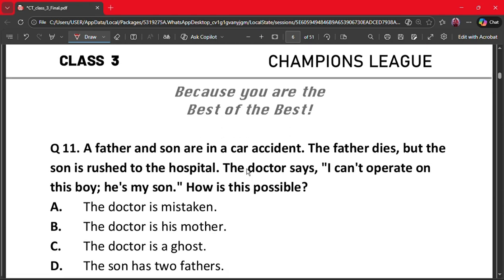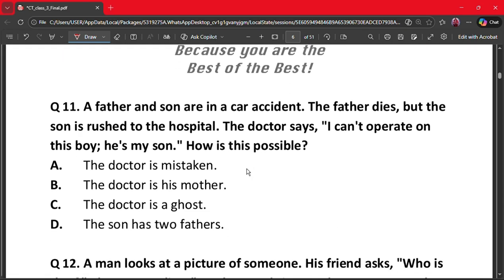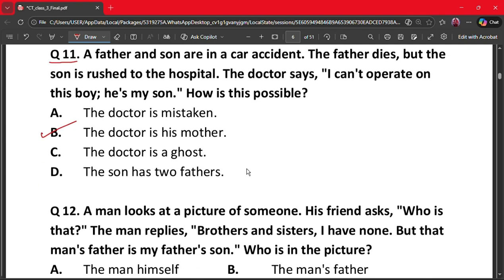Our next question, question number 11. A father and son are in a car accident. The father dies, but the son is rushed to the hospital. The doctor says, I can't operate on this boy, he's my son. How is this possible? A. The doctor is mistaken. B. The doctor is his mother. C. The doctor is a ghost. D. The son has two fathers. The correct answer is option B. The doctor is his mother.